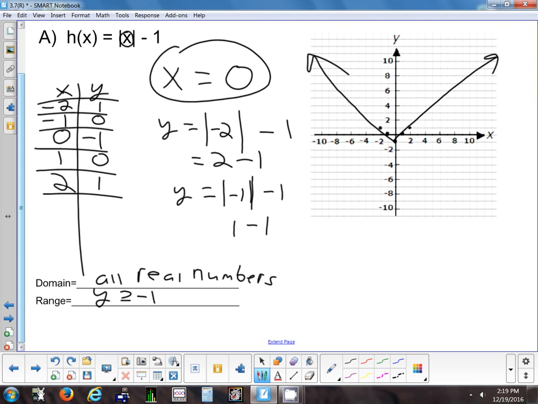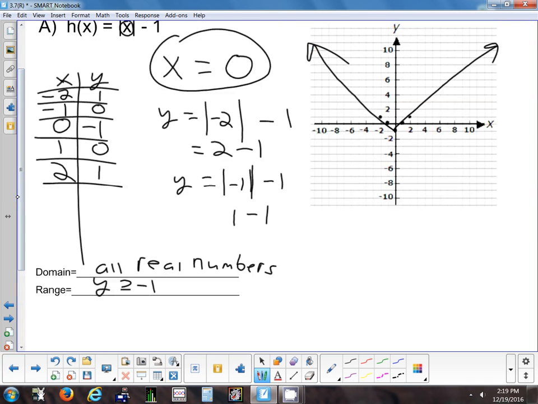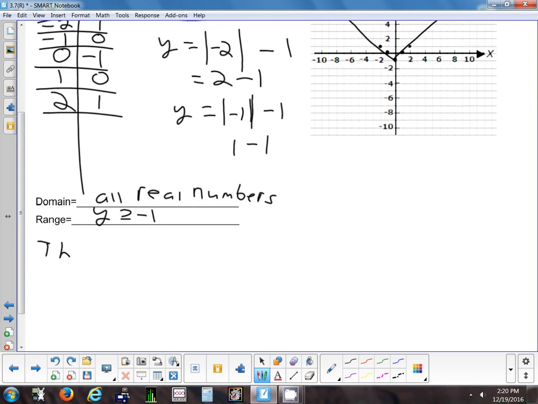Now, how would you describe this graph compared to the original? Lower. So this graph shifted down. Down how many? 1. Down 1. Okay, so write that. New graph shifted down 1 unit.